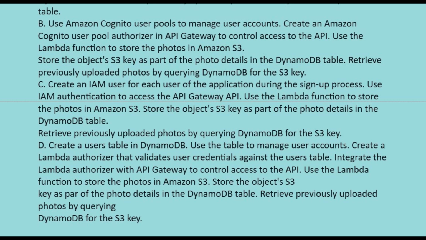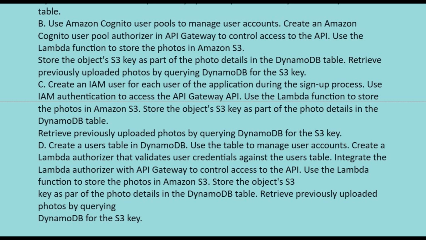Option D, create a users table in DynamoDB. Use the table to manage user accounts. Create a Lambda authorizer that validates user credentials against the users table. Integrate the Lambda authorizer with API Gateway to control access to the API.